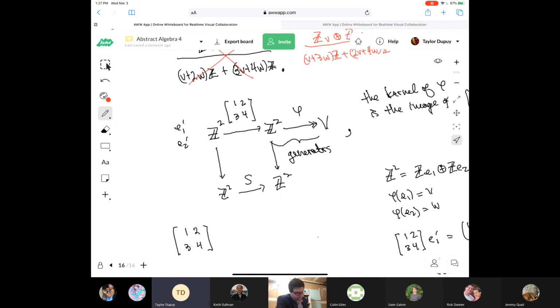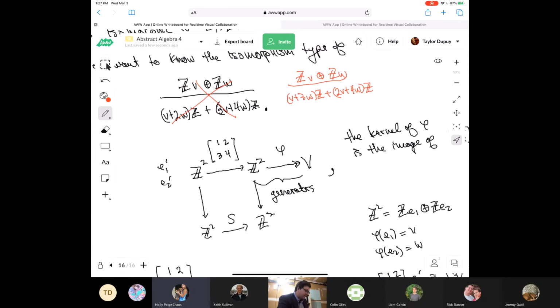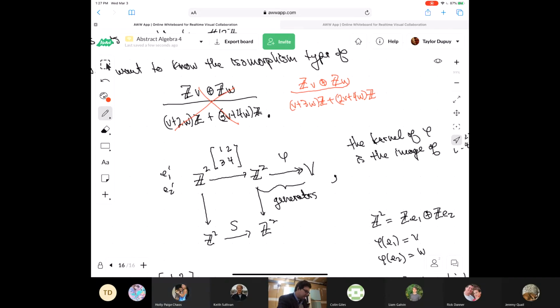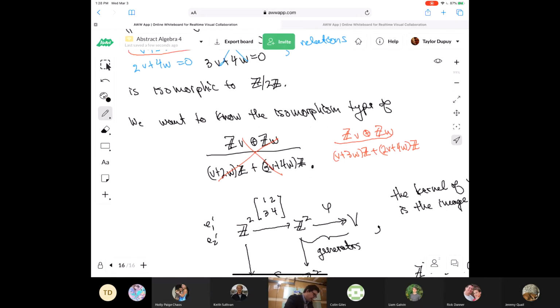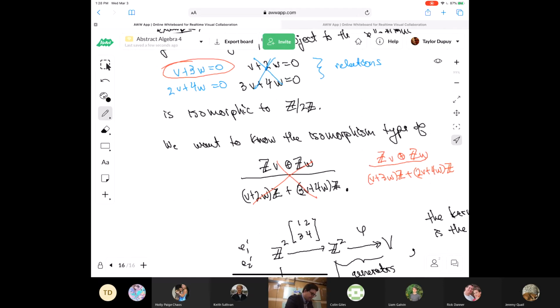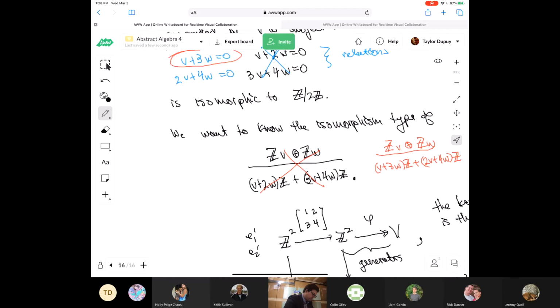Taylor: Yes, would this be the same if it was just V plus 2W? This would not be the same as if it was V plus 2W here. Okay, thank you. Because we're modding out by the relations given here, right? Oh, you're talking about this one here. Yeah, so that would not be the same if you did a constant multiple of it.